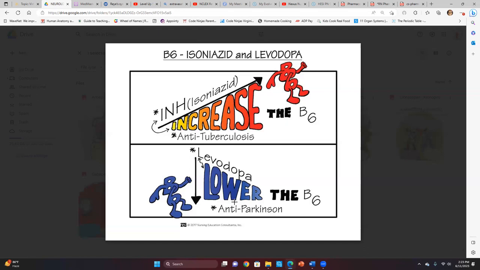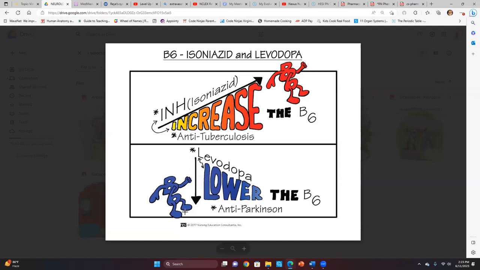and it can cause hemolytic anemia. When you think heme, think blood, anemia, think low blood cells. So lytic is breaking down. So red blood cells can be broken down, causing the patient to become anemic.